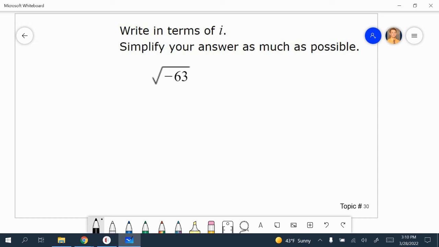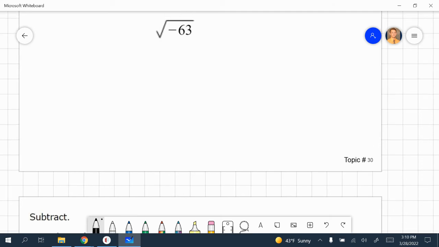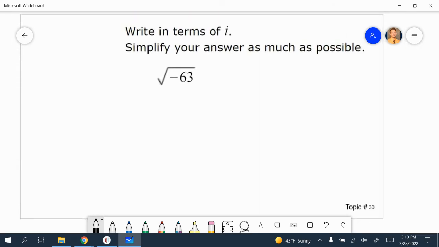We have one more topic to complete. Oh no, we got a couple more actually. Sorry. A couple more topics to complete here, but now we're going to talk about using i. So for topic number 30, I'm going to write this in terms of i.